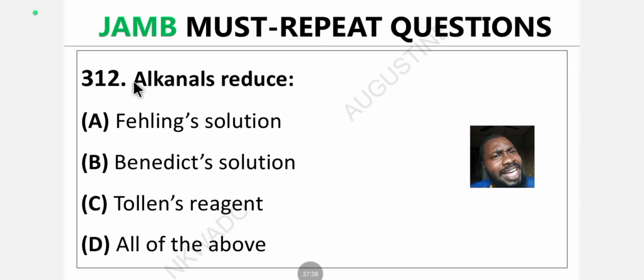Question 312. Alkanals reduce A. Fehling's solution. B. Benedict's solution. C. Tollens' reagent. D. All of the above. What's the answer? Can I see you drop the answer in the comment section? This is very easy. If you don't even know the answer, you can use analytical skills found in the book 72 Hours to JAMB UTME. That's why you have to get that book. In this kind of question, even though you don't know the answer, you can use analytical skills and get the correct option. Drop the answer in the comment section.